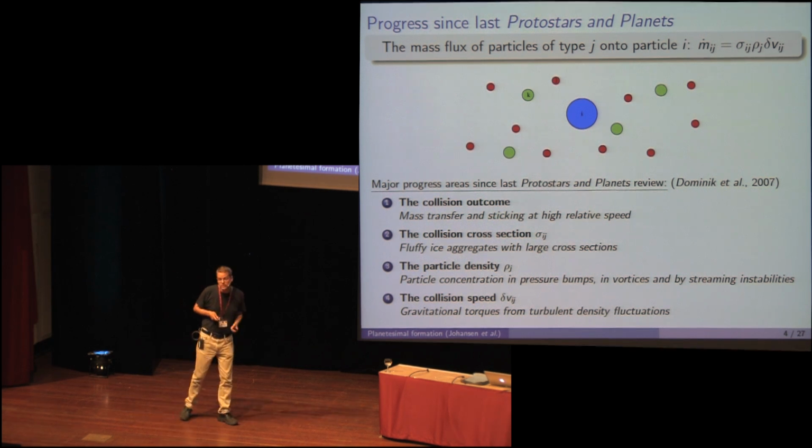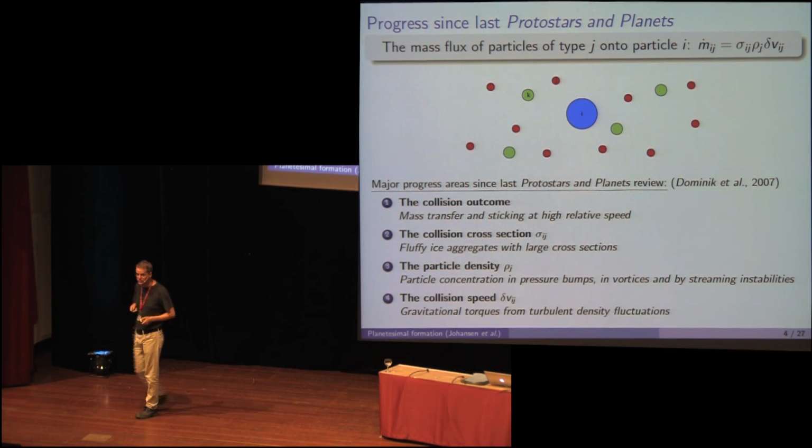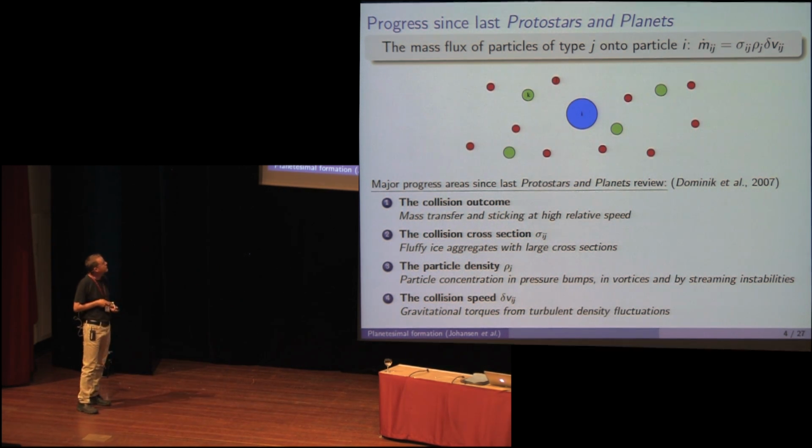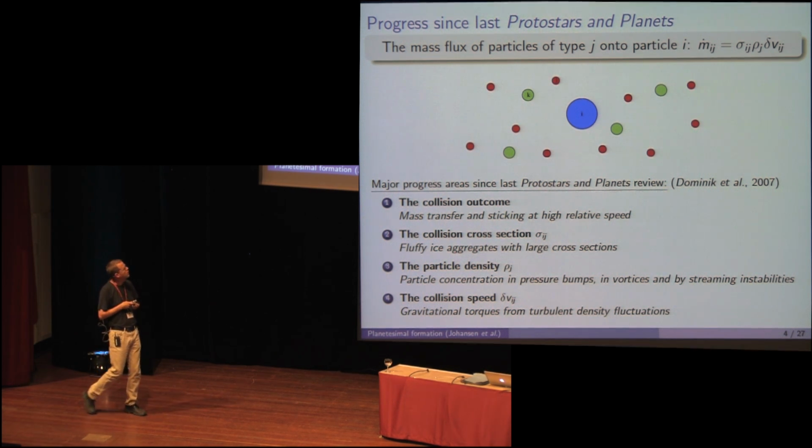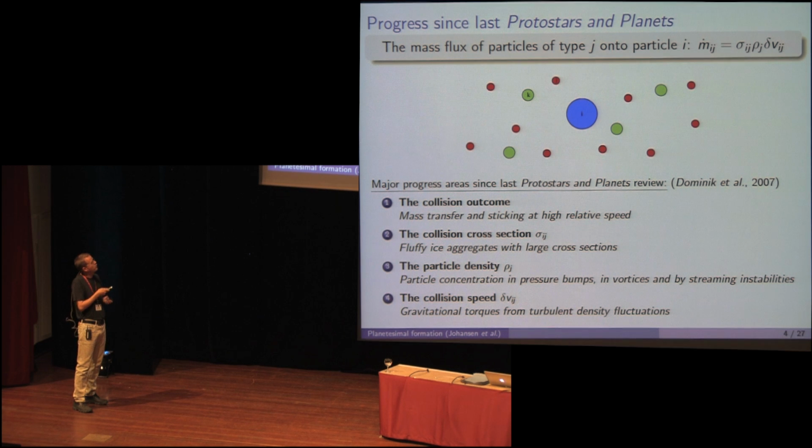So what happened since the last Protostars and Planets review in 2007? Well, we can parameterize this in terms of this equation here. I think this is probably the only equation I'm going to show. But this equation is a form of the Coagulation Equation.